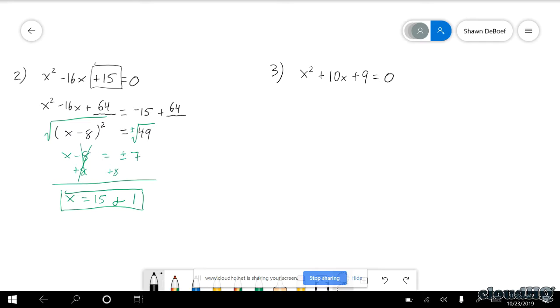This is an easy one. That's why I'm choosing to stick with it. We'll get into some that aren't as easy and we can't use factoring. Question?